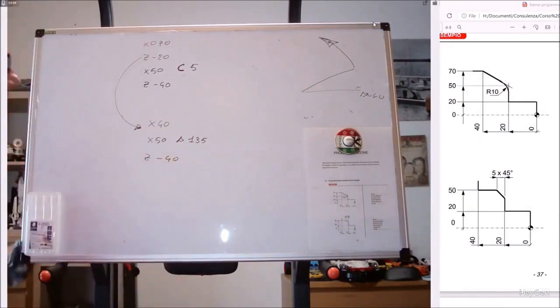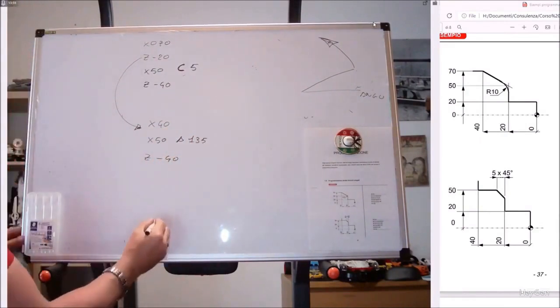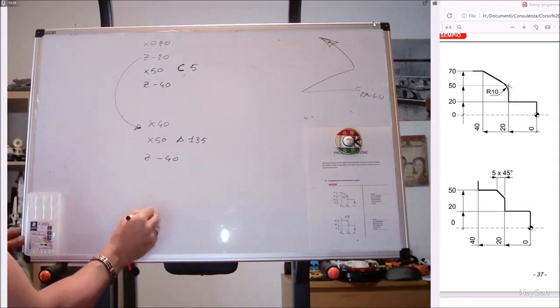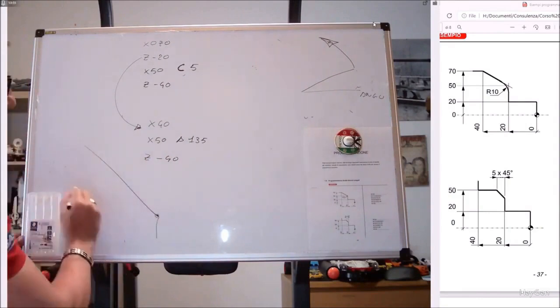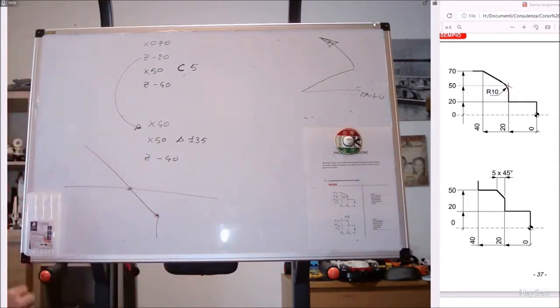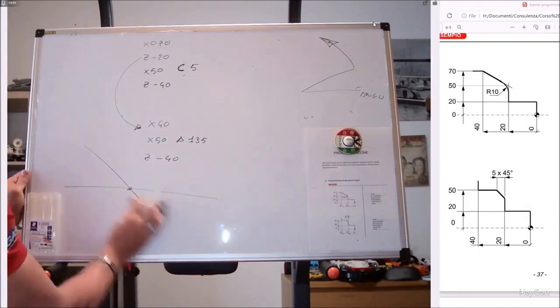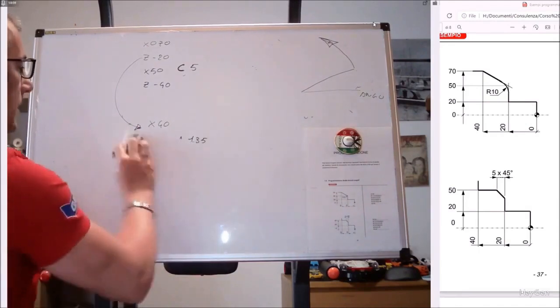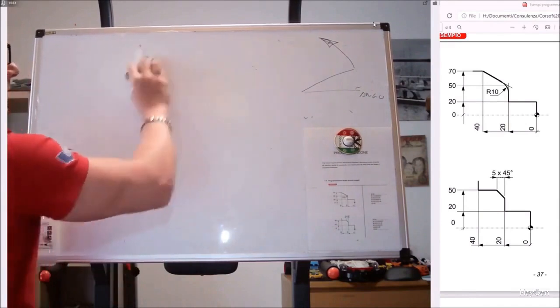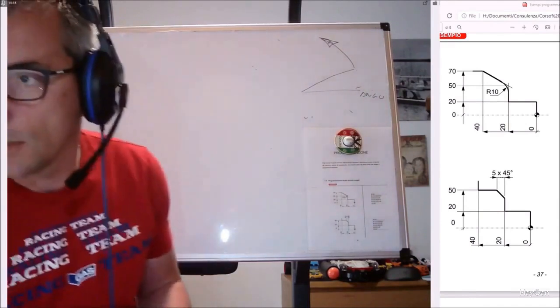Z40. So what does the machine do? It arrives at X40 and says, okay, now I have to go to 135 degrees, but I have to stop at X50, so I stop here. Okay, so I would say this is really a very simple example.